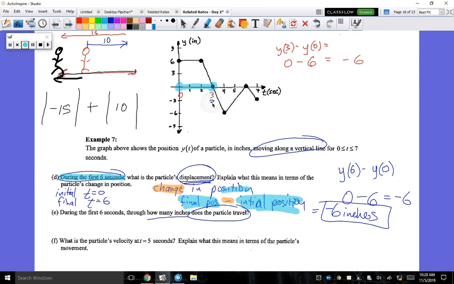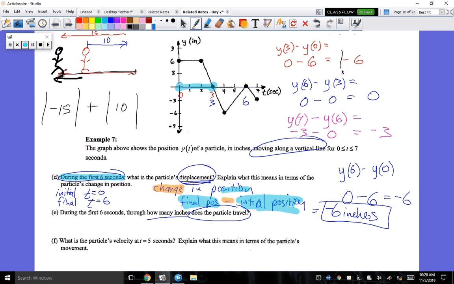Now if we do 3 to what? We could do 3 to 6. You with me? What's the displacement? Well, this one would be y of 6 minus y of 3. 6 is 0, 3 is 0. And then at the very end, what could I do? I could say y of 7 minus y of 6. So y of 7 is what? A -3 minus 0.